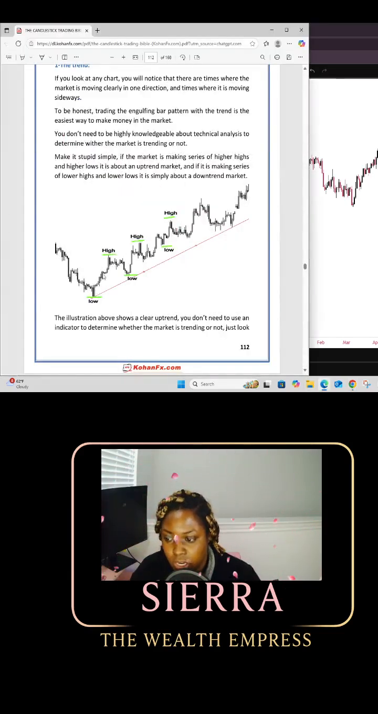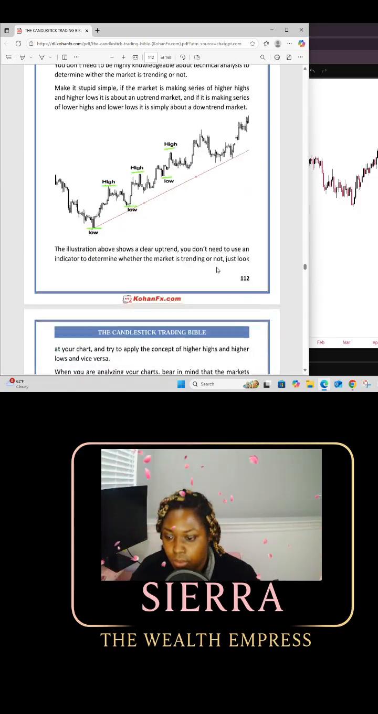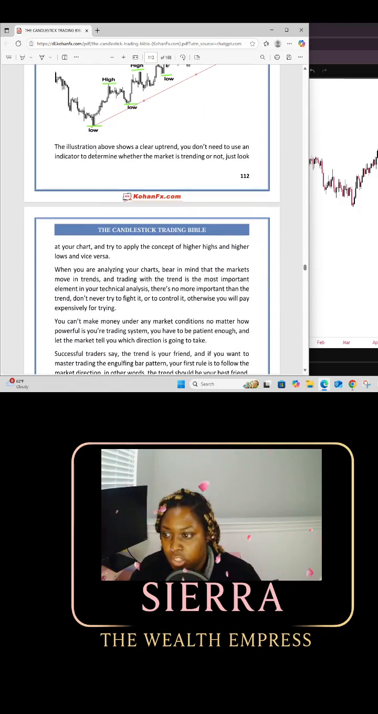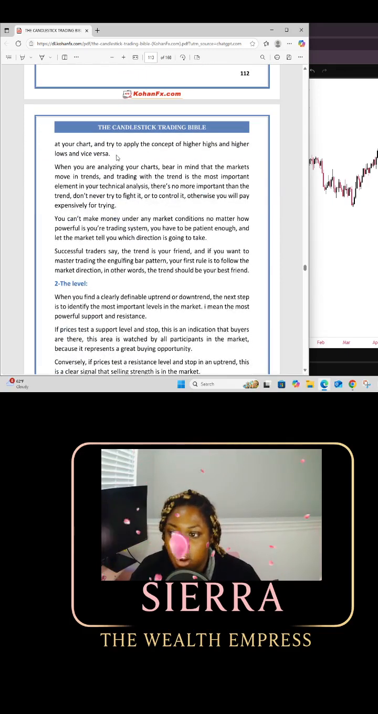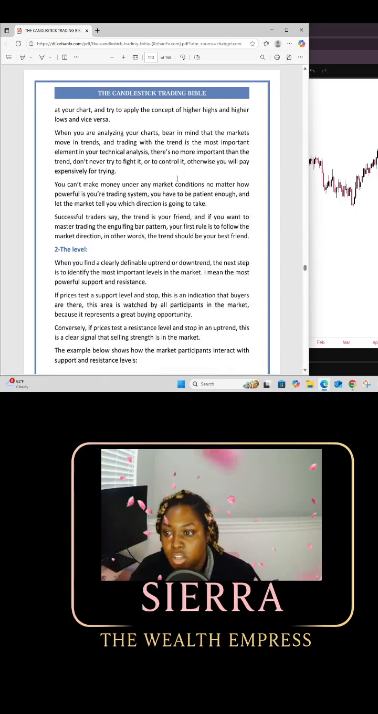And again, you can see it here in the illustration. Okay, so this is a higher low because price does not go lower than our last low. If price goes lower than our last low, then that is considered a break of structure. Okay. The illustration above shows a clear uptrend. You don't need to use an indicator to determine whether the market is trending or not. Just look at your chart and try to apply the concept of higher highs and higher lows and lower lows and lower highs.